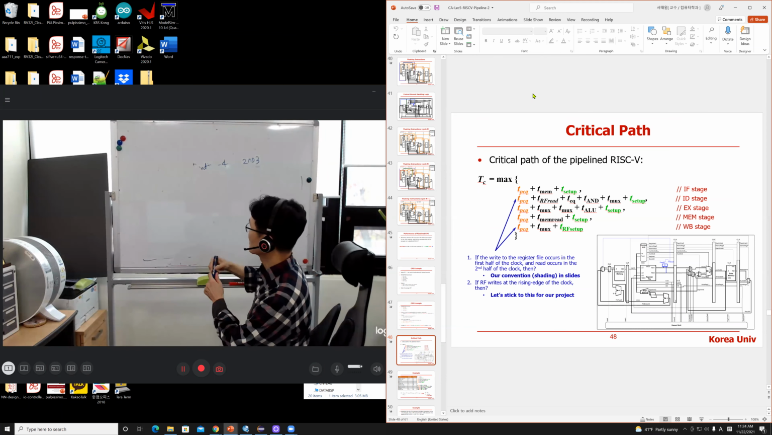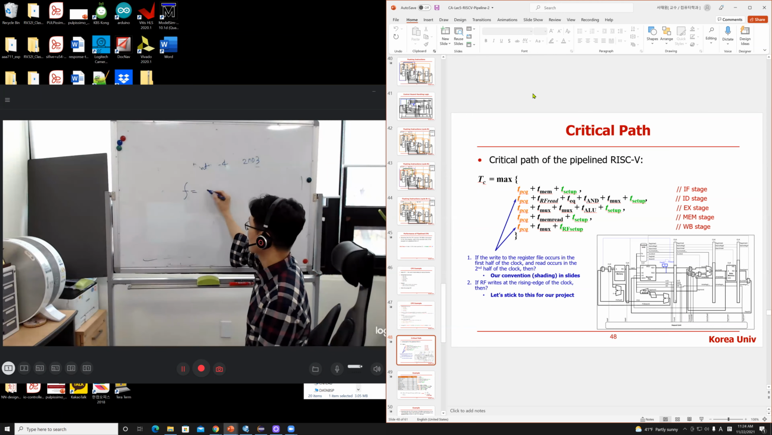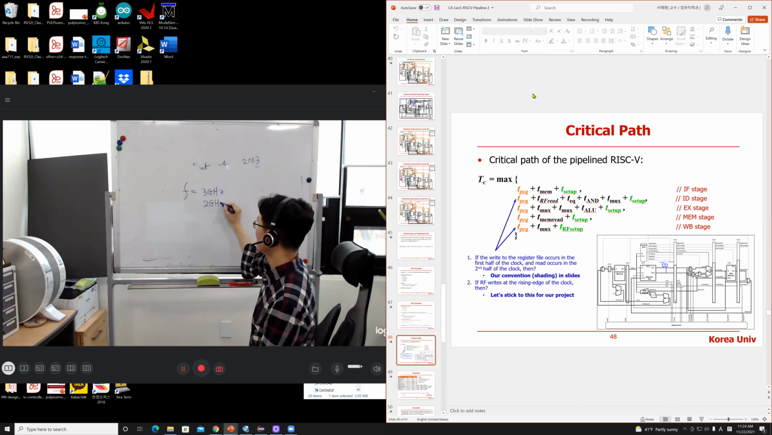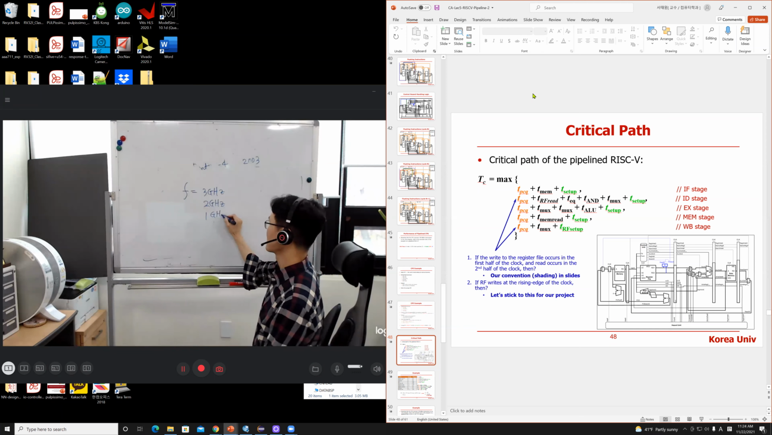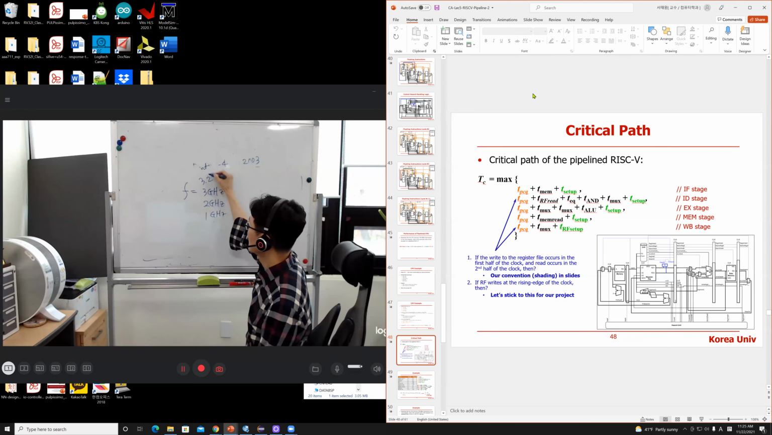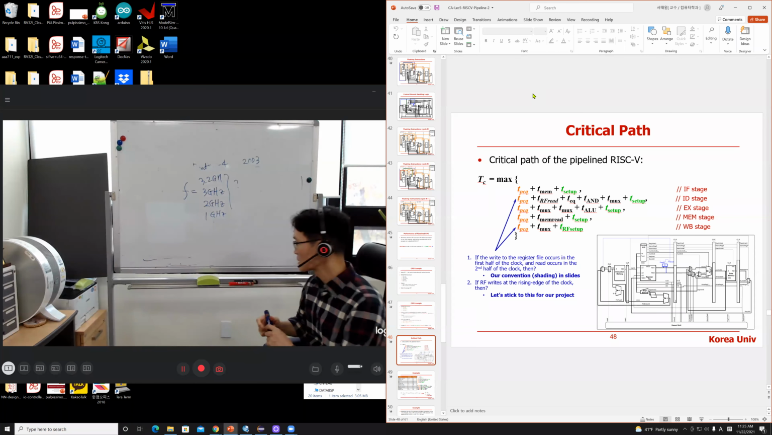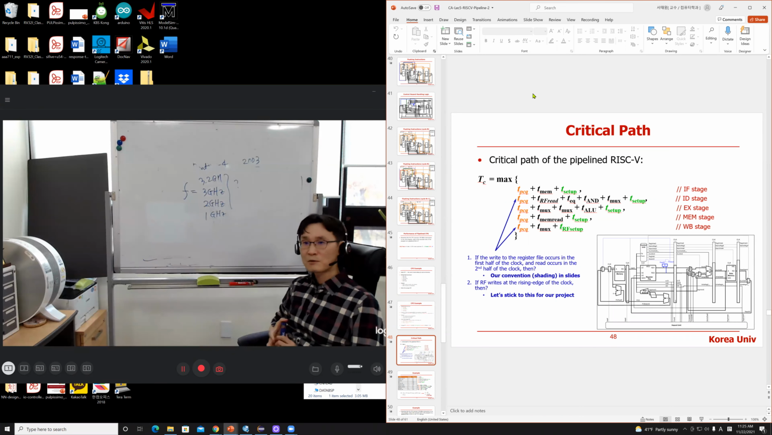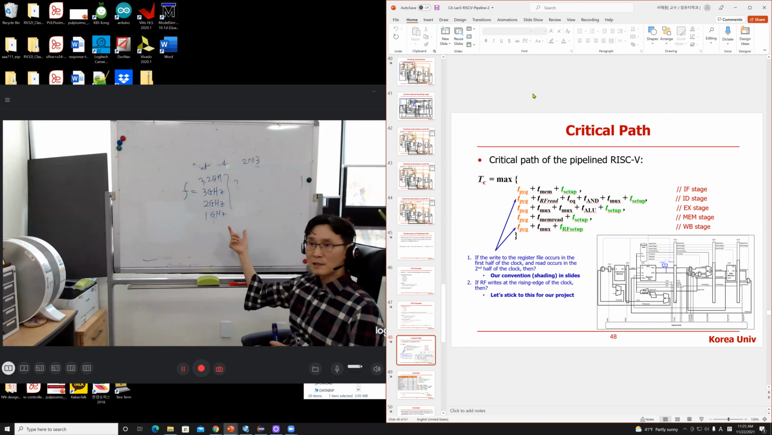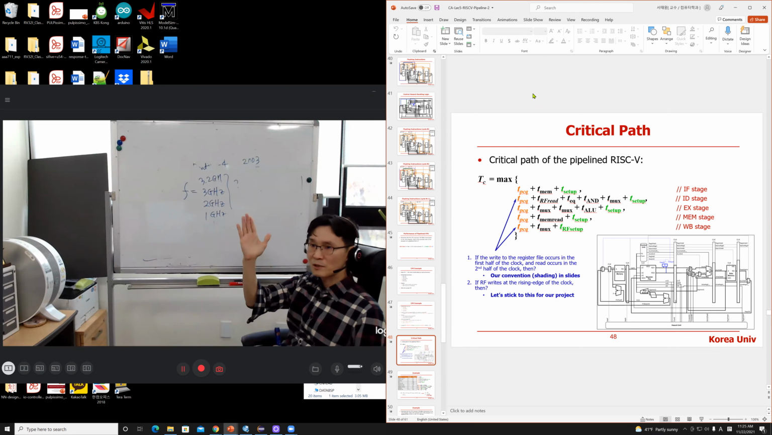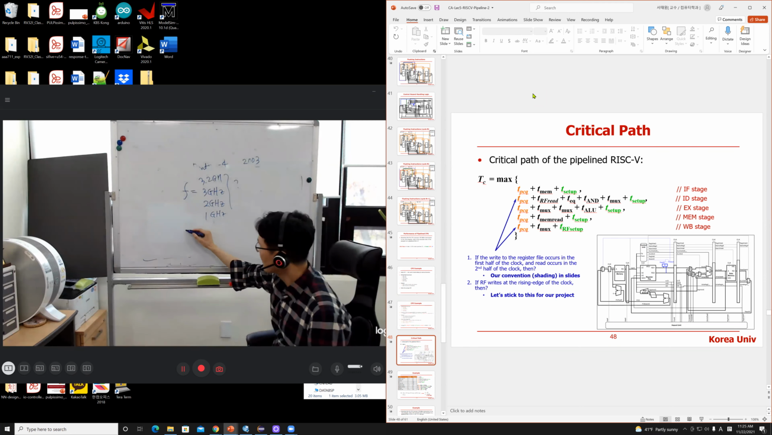So the pipeline CPU is able to run at, for example, 3 gigahertz, 2 gigahertz, 1 gigahertz, or 3.2 gigahertz. So what is the maximum operating clock frequency? How to measure this clock frequency? That is determined based on the critical path delay. How long it takes from flip-flop to flip-flop. Remember?